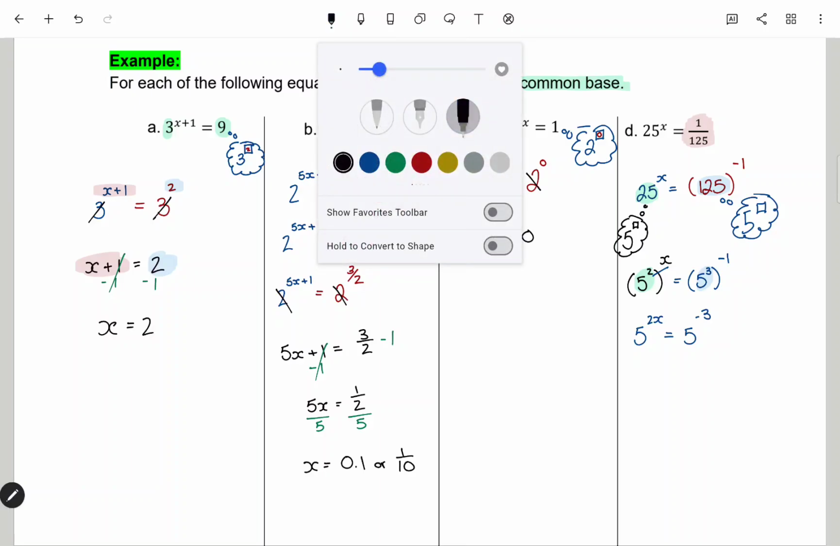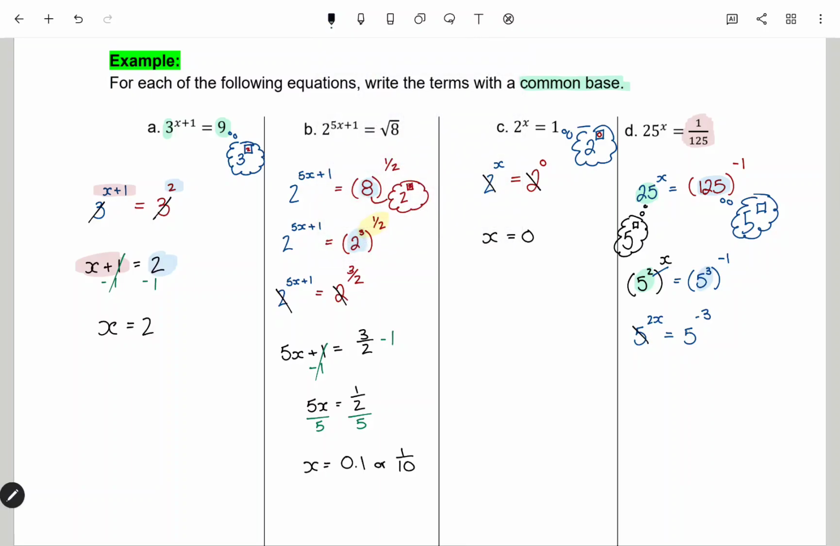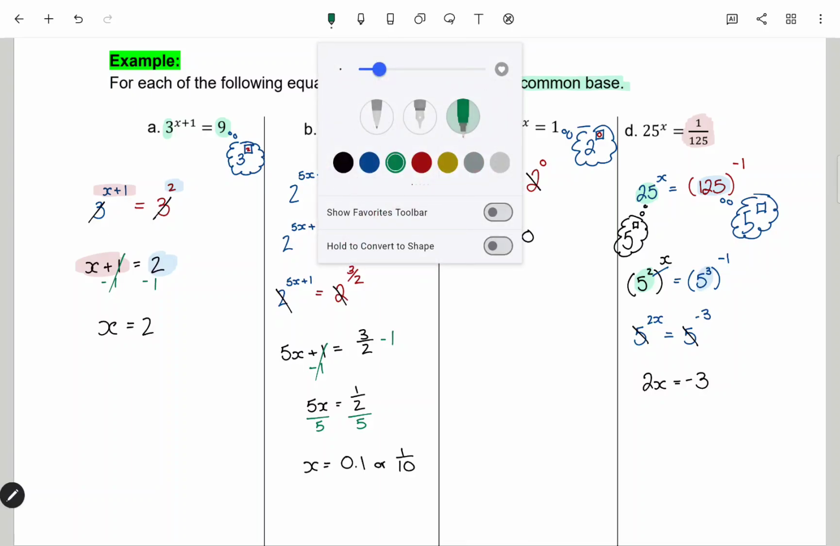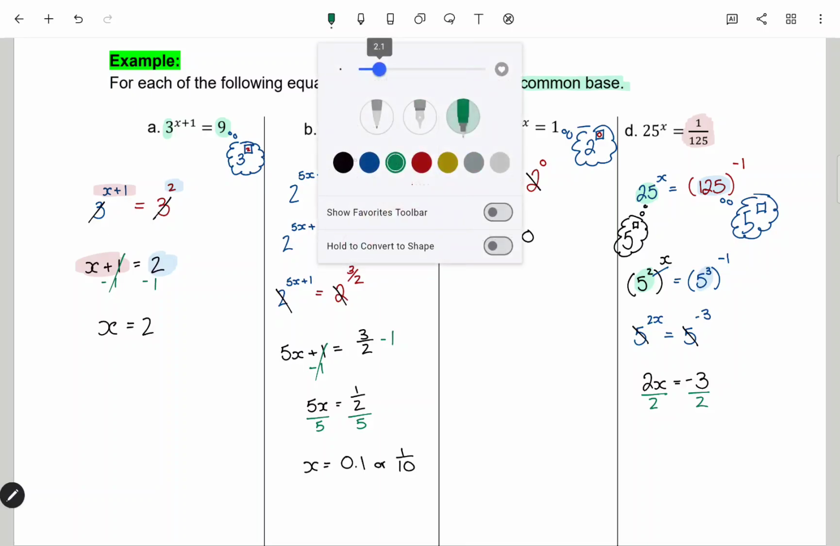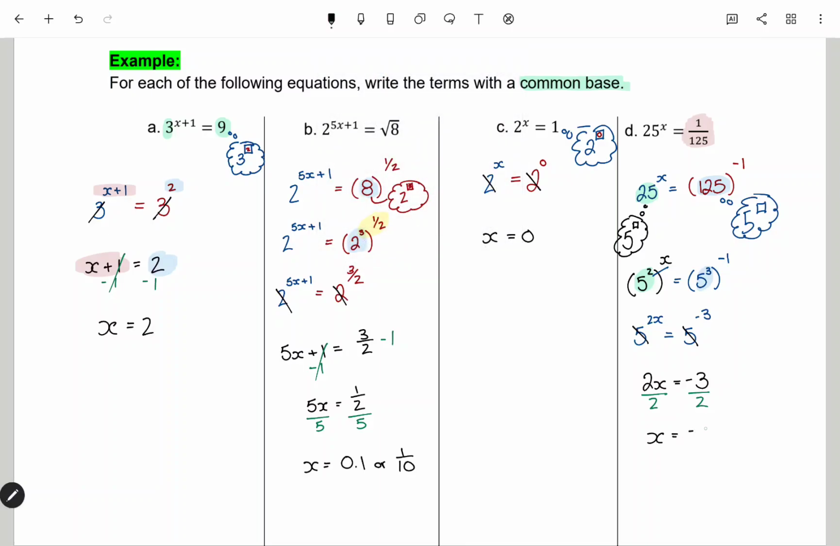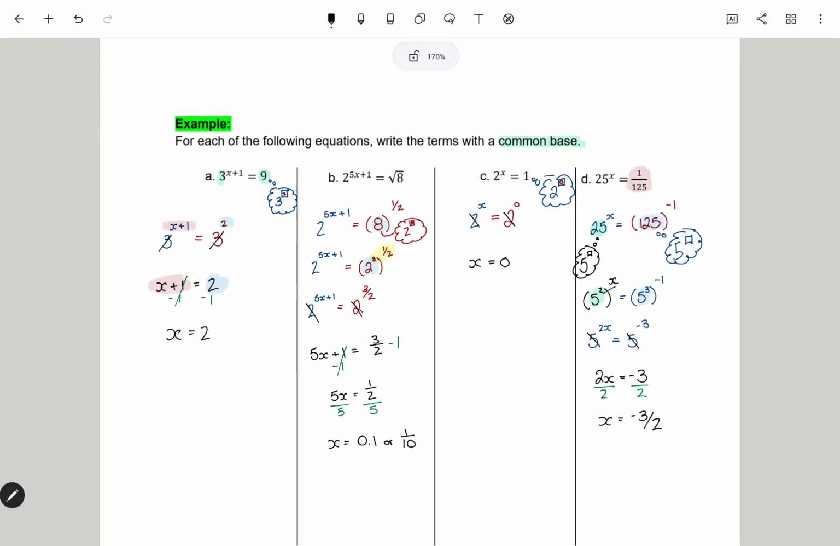Bases are finally the same. So we're going to ignore the bases and just set the exponents equal to each other. And some algebra says that I have to divide both sides by 2. And we get that x is equal to negative 3 halves. So our goal is always to get those common bases. So one step at a time, how can I get those common bases?